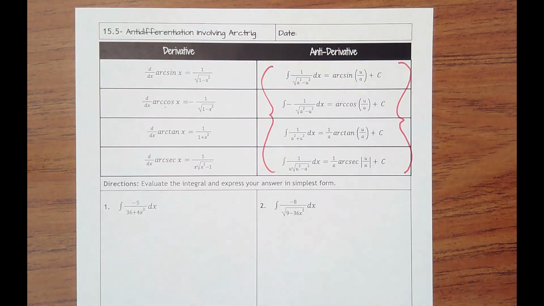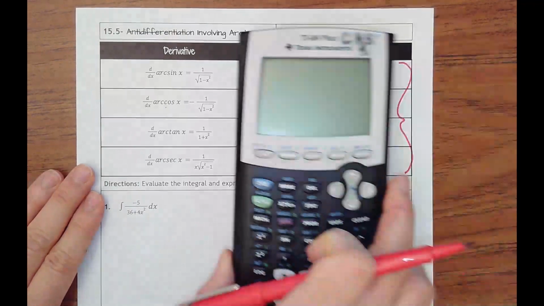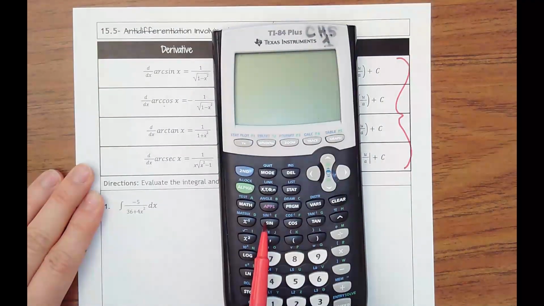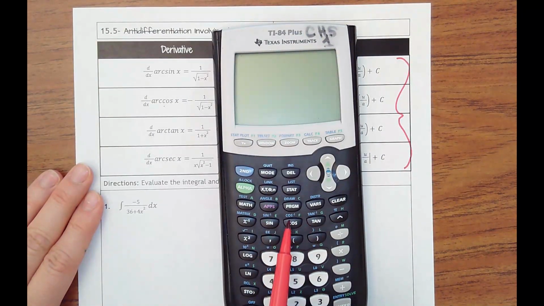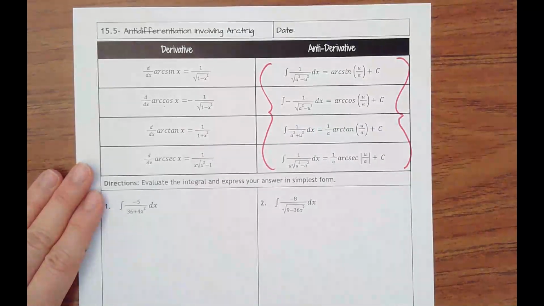Lesson 15.5 is anti-differentiation involving arc trig. So remember, arc trig, arc sine, cosine, all that stuff is the inverse trig. On our calculator, you'll see sine to the negative first power, cosine to the negative first power. All that means the same thing.